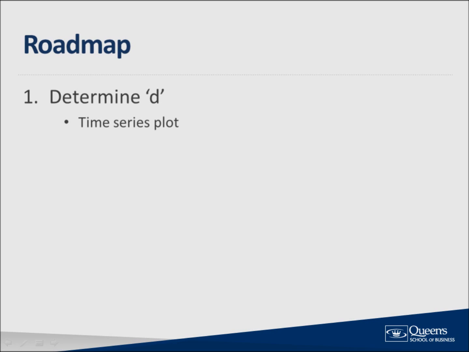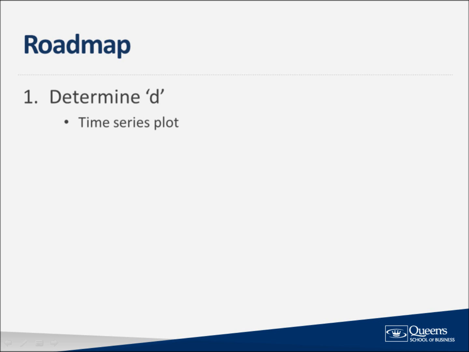The first step to identifying the ARIMA model is to determine the order of integration, which is the letter D. D is equal to 0 if the time series does not need to be differenced to make it stationary. D is equal to 1 if it needs to be differenced 1 time to make it stationary. We will use both a time series plot and the augmented Dickey-Fuller unit root test, abbreviated ADF unit root test, to determine the order of integration.